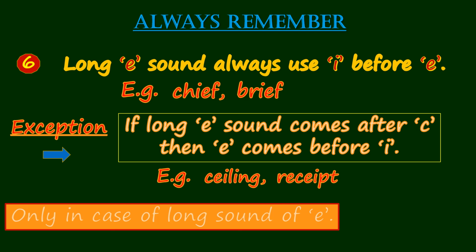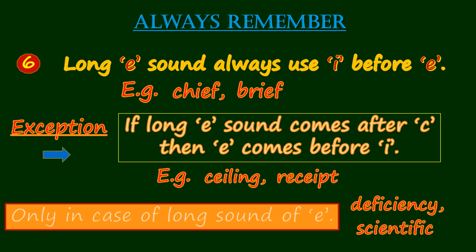Just remember one more thing. This rule only applies for long sound of E. In case you have words where you have short sound of E, then you don't need to think about this rule. For example, deficiency. Now after C you can hear a short sound of E. Deficiency. Very short sound. So since it is a short sound, then you don't need to bother with this rule or this exception.